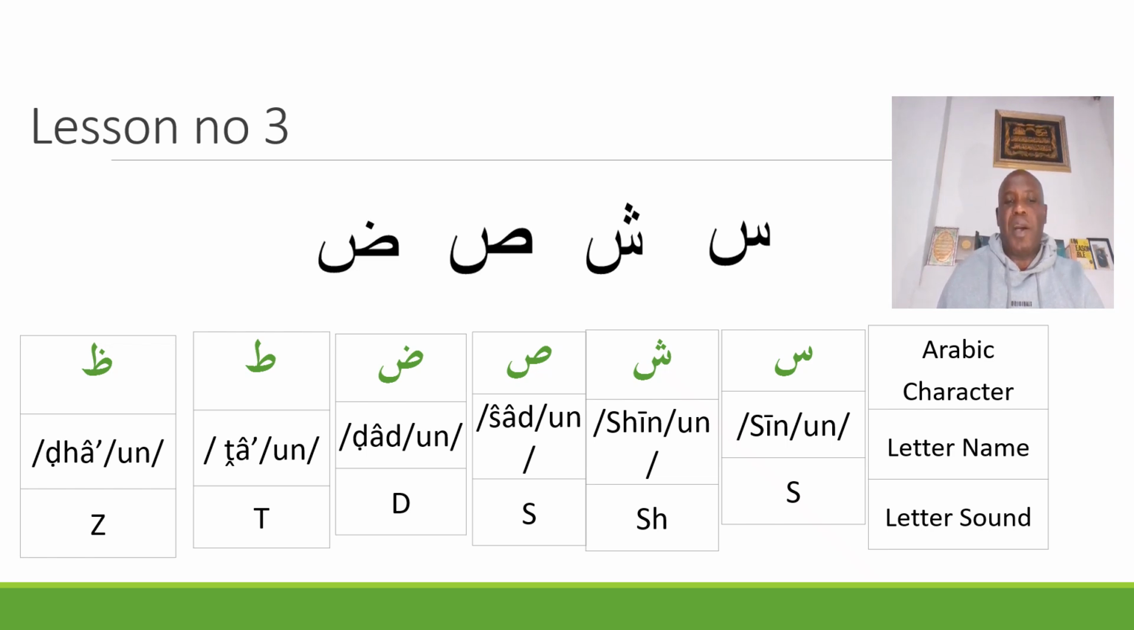Then we have Dwād, with a dot on top. Now it's pronounced as Dwād. It's similar to D, but with a mixture of W after D.